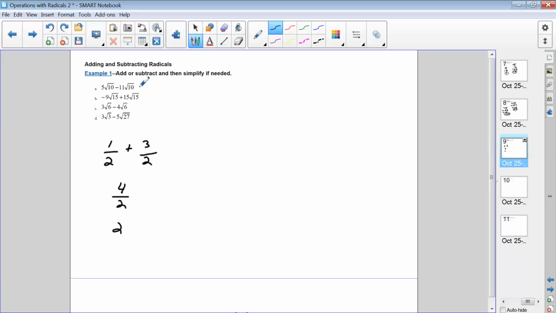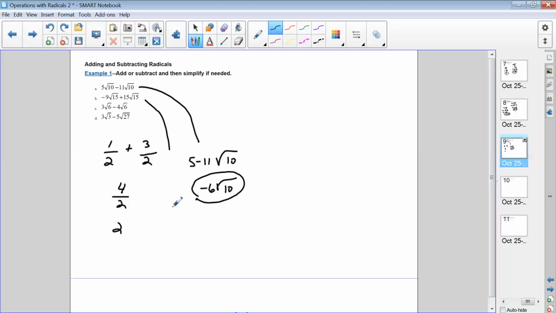Same idea here. So with part A, I've got 5 times the square root of 10 minus 11 times the square root of 10. So I know I'm working with the square root of 10. So I'm looking at the factors outside. So I've got 5 minus 11, and that's going to give me negative 6 times the square root of 10. You're always thinking, can you simplify? And the square root of 10 does not have any factors where one's perfect, so we will leave it.